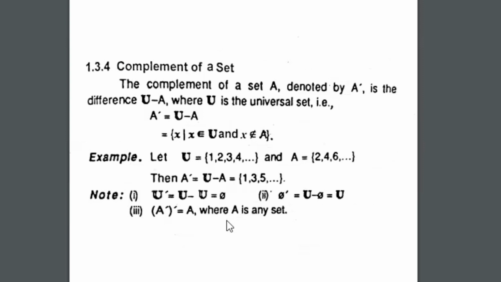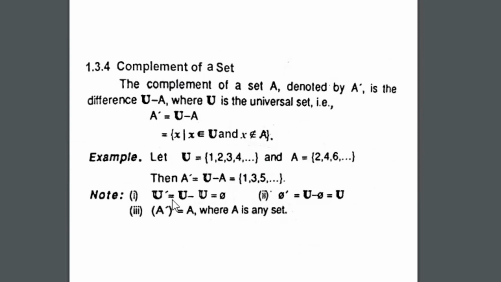Okay, here is the complement of a set. The complement of a set A, denoted by A complement, is the difference U minus A, where U is the universal set. A complement is equal to U minus A. Here is the representation: X such that X belongs to U and X does not belong to A. Okay, so here is the example of that.